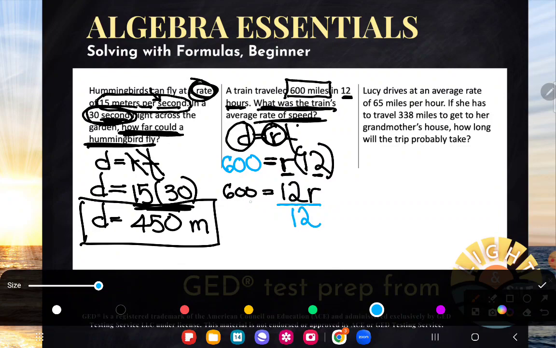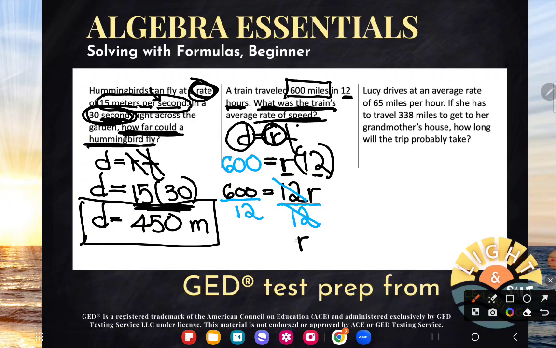Now, I'm making a change, not what they told me to do. This problem originally said 12 times R, and I'm not going to times. I'm doing the opposite, so I'm going to do it to both sides, right? I can do whatever I want as long as I keep my balance. So multiplying and dividing by 12 are opposites. They cancel. R is alone, just like I wanted, and there's the math to do.